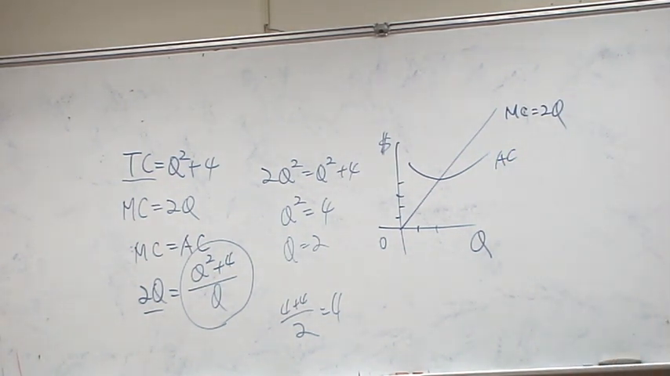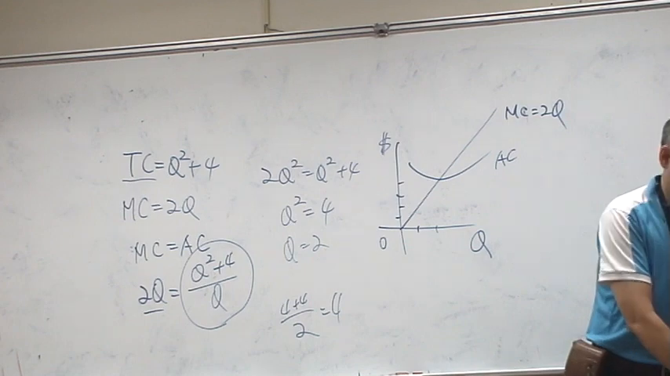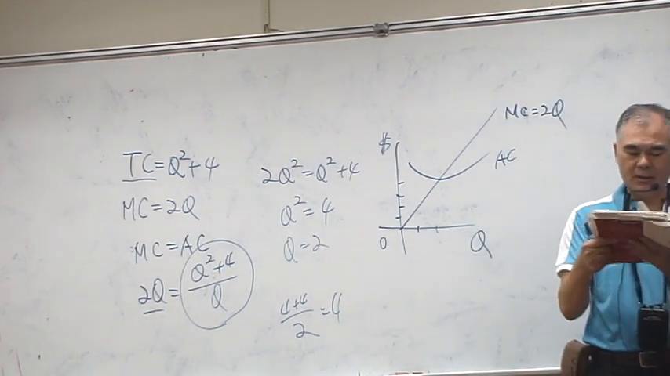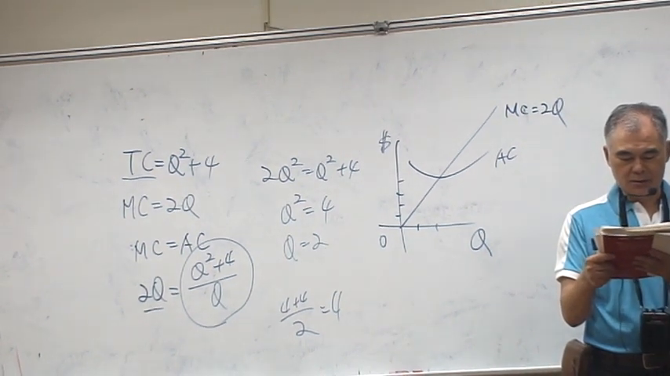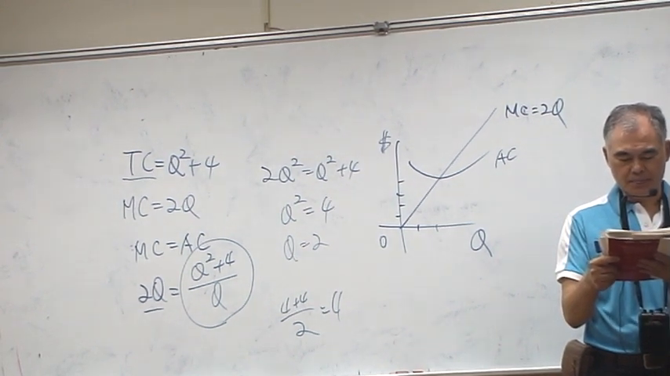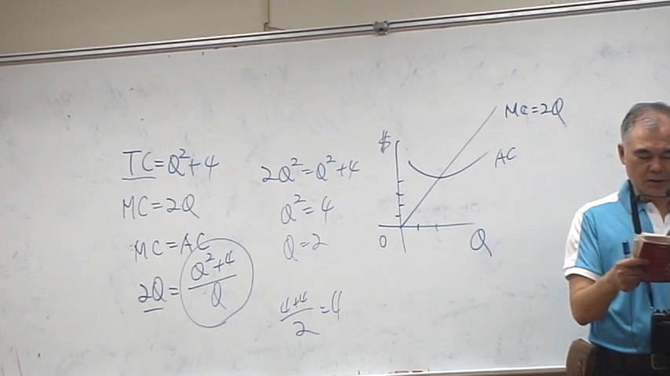Okay, question 7 is: give an algebraic or geometric proof that given fixed factor prices, decreasing returns to scale in production leads to increasing long-run average cost. Okay, so how to deal with it? If we put it the other way, it means if you have increasing returns to scale, then you have a decreasing long run average cost curve.